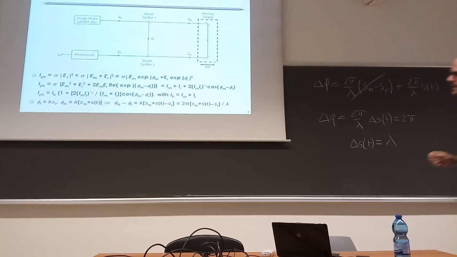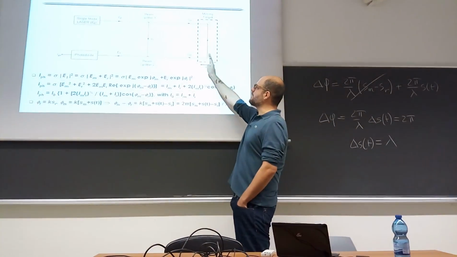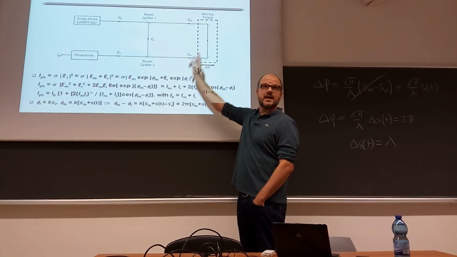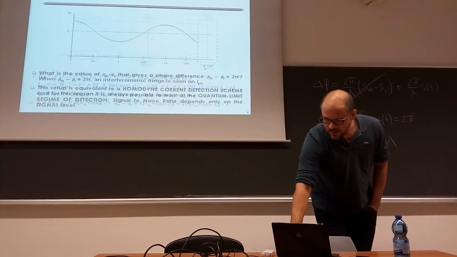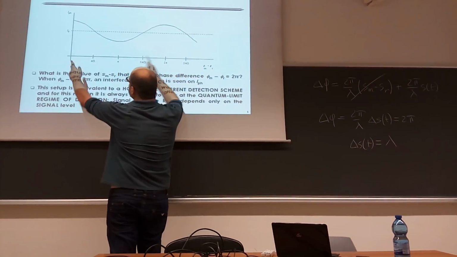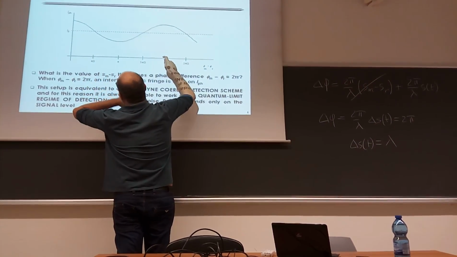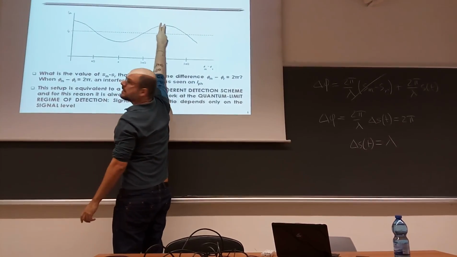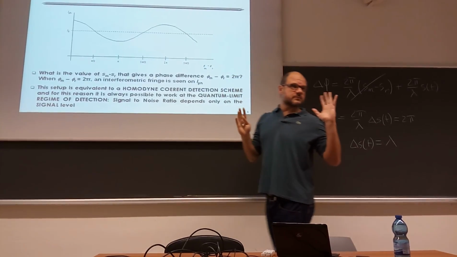So if this object moves by a quantity equal to the wavelength of the laser source, you see on the photodetected current a 2 pi phase difference. What does that mean? That you go from a maximum, then you have a minimum, and then you go back to a maximum. Okay?